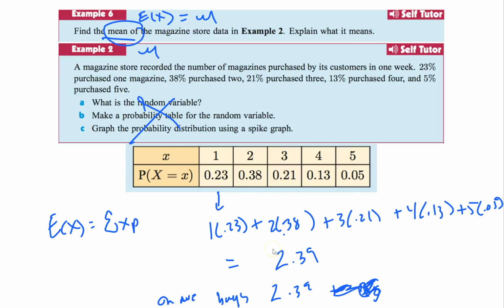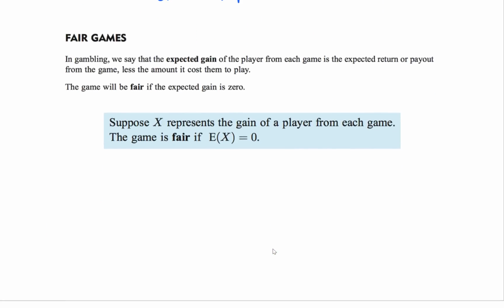Okay, now let's apply this to games. First thing we have to talk about is what's considered a fair game. Well, a fair game is when the expected value is equal to 0. What they really mean is this. They mean the expected value is equal to the cost to play.